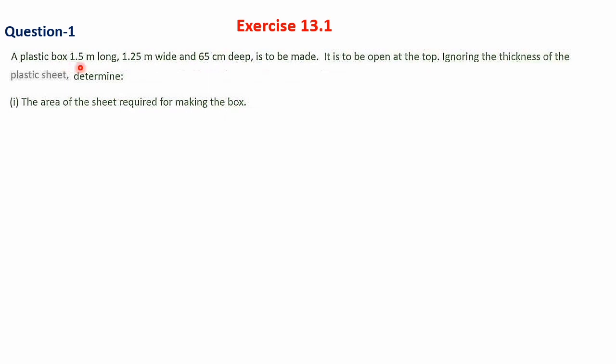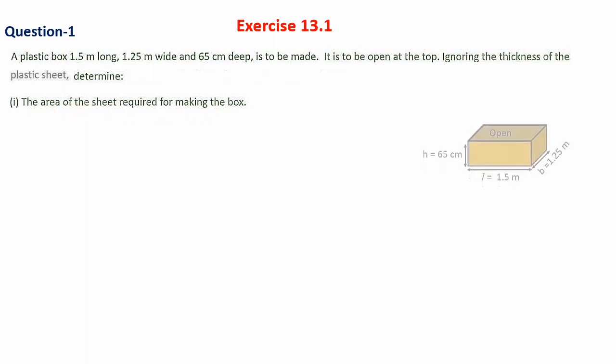And with these dimensions we are making a box. Means it is in the shape of a cuboid. There is a condition, it is to be open at the top, means the top portion is open or the top of the box is not there. Ignoring the thickness of the plastic sheet, ignoring the thickness means no need to consider the thickness. Determine the first one, the area of the sheet required for making the box. How much sheet is required for making the box?